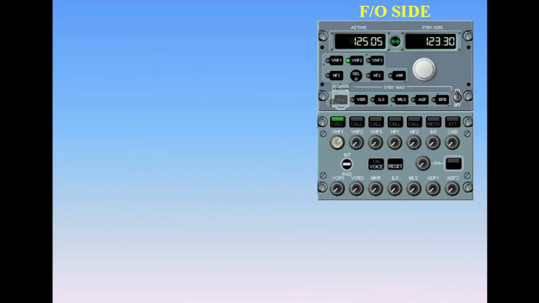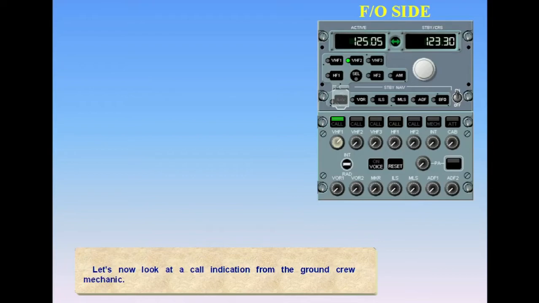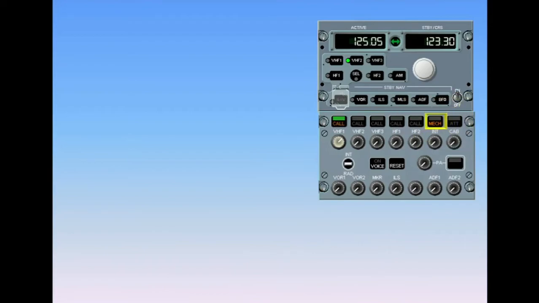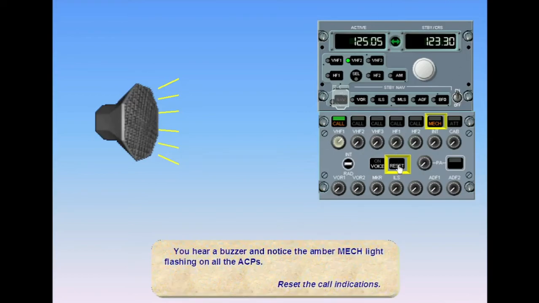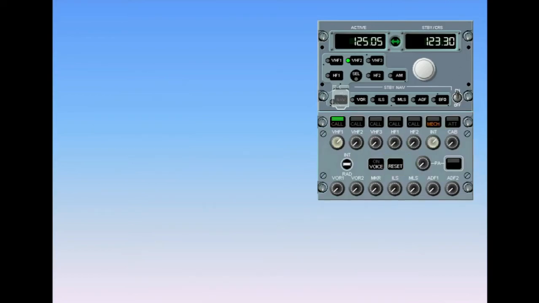Let's now look at a call indication from the ground crew mechanic. You hear a buzzer and notice the amber mechanic light flashing on all the ACPs. Reset the call indications. The mechanic light is automatically canceled after 60 seconds or when the reset push button is pressed on any ACP.